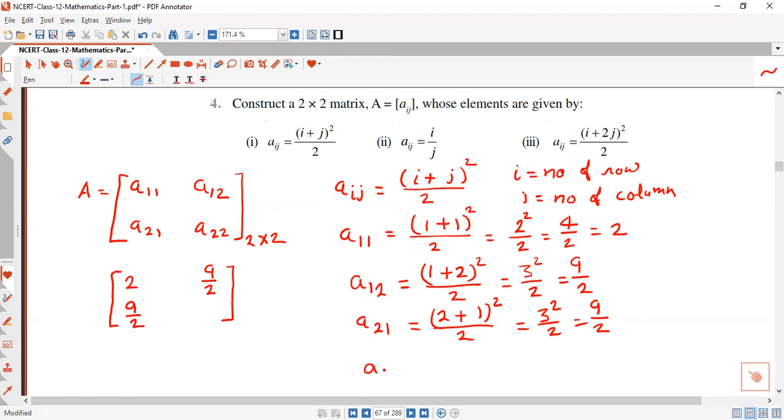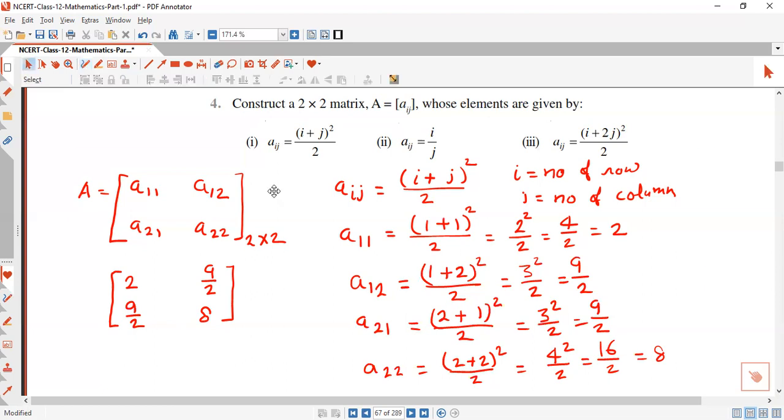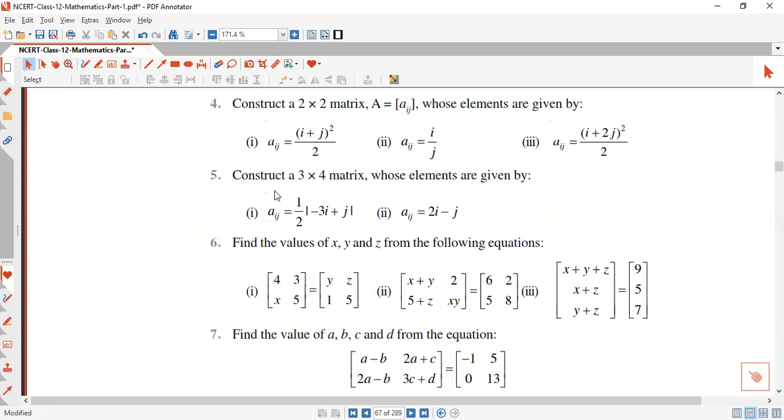A22 means 2 plus 2 whole square by 2. It comes out 4 square by 2. This is 16 by 2, which is 8. 8 is the element of A22 we put here. Similarly, I can do the second and third parts of the question here.